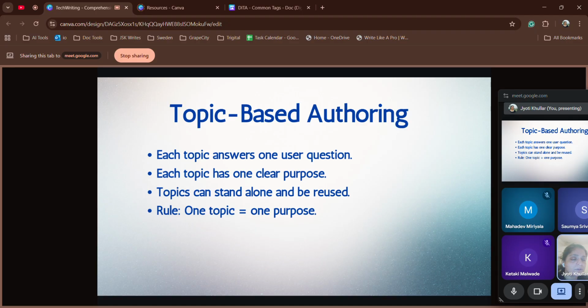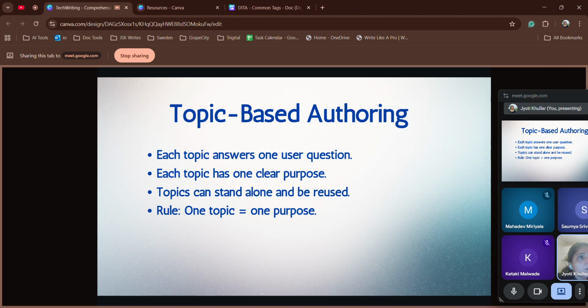So as I was telling, the whole thing is around topic-based authoring. One topic answers one question. One topic has clear purpose. Every topic stands alone and can be reused. So you'll have to make sure that that topic does not have any dependency. You cannot here say like in the section above.